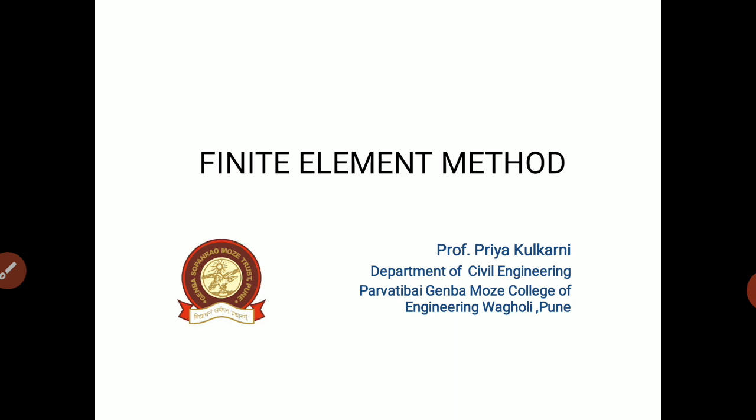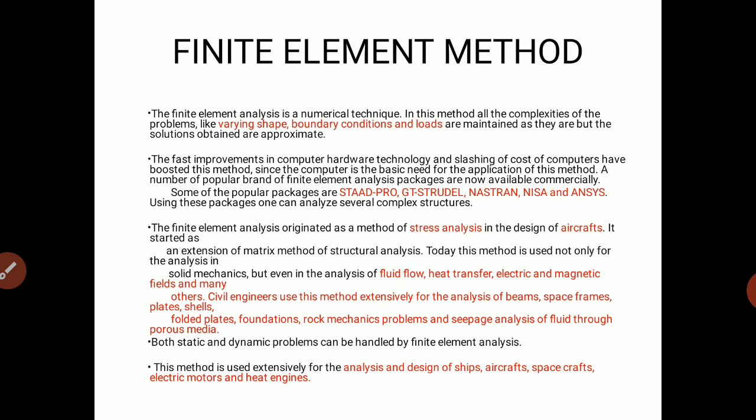Finite element method is a numerical method which gives approximate solutions for all the complexities of problems like varying shape and boundary conditions. Varying shape means, in our structural analysis parts 1 and 2, we have seen problems having a definite shape, that is a beam or any frame or any truss, having a definite length and definite shape. It means vertical, horizontal, or inclined, or in x, y and z directions. So we have not seen any complex structure.